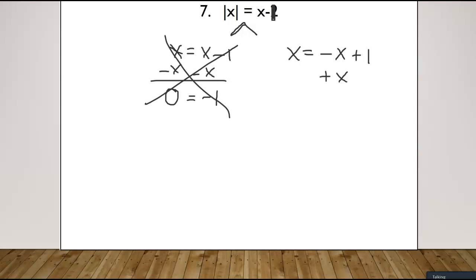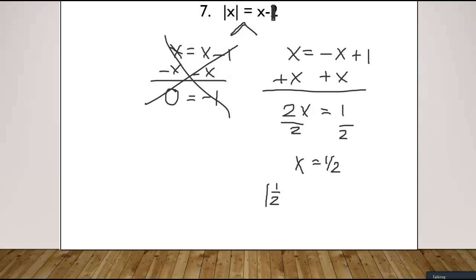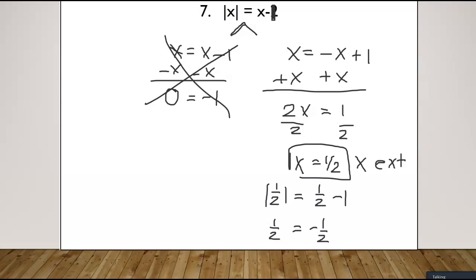Over here, you add your x, and I get 2x equals 1. Divide by 2, so we get x equals 1/2. Plugging that in, you get 1/2 equals 1/2 minus 1. So you get 1/2 equals -1/2. Does a positive equal a negative? No. So this part also fails. So you get an extraneous solution and a no solution.